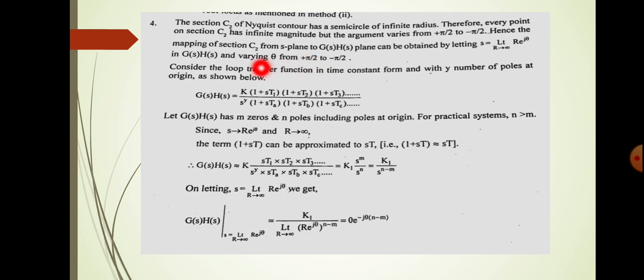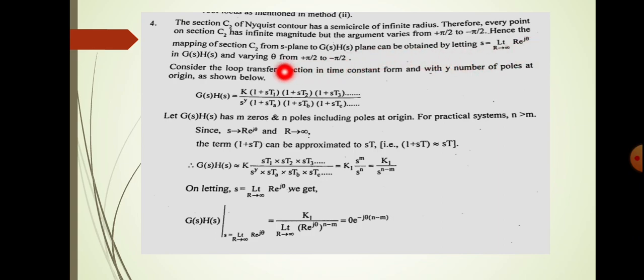And hence the mapping of the section C2 from the S plane to the G(s)H(s) plane can be obtained by letting s equal to the limit as r tends to infinity of r e raised to j theta. So this is a substitution equation. In the previous case C1, we substituted s equal to j omega, but in the case of a curved path like C2, we can put, instead of s, the limit as r tends to infinity of r e raised to j theta.